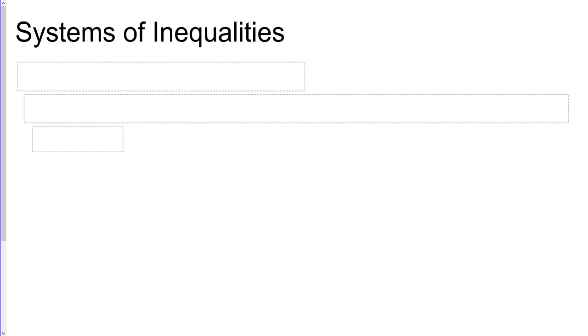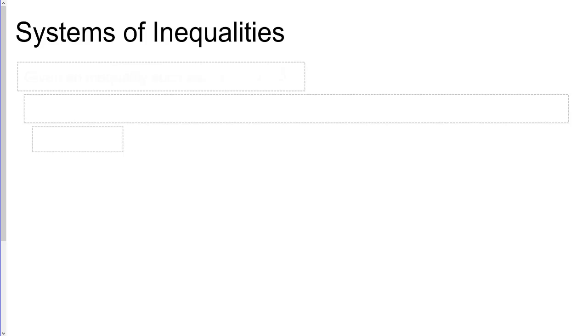This lesson is about systems of inequalities. And what we're going to learn about are inequalities that involve two variables. The solutions to these inequalities must be graphed on a two-dimensional plane, similar to how when we had inequalities involving a single variable, we would graph on the real number line.